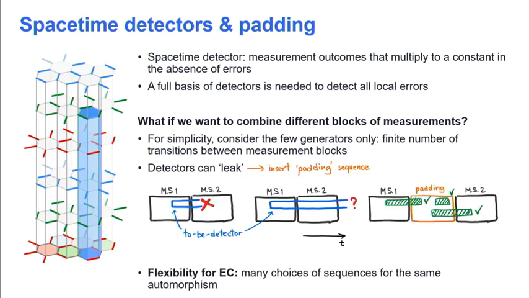And one more remark is that for a given automorphism, there in fact exist many various measurement sequences that implement the same automorphism, which means that we have freedom to choose a sequence that will be the best for error correction.